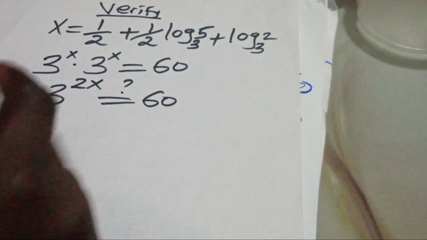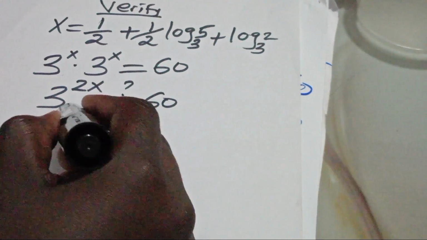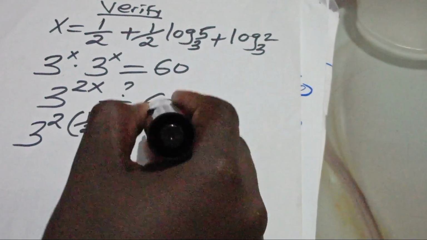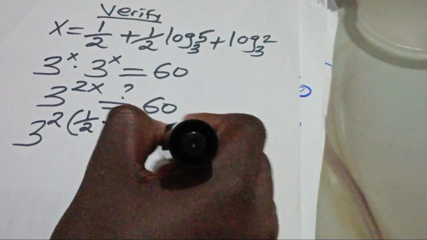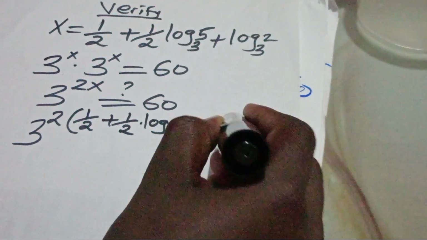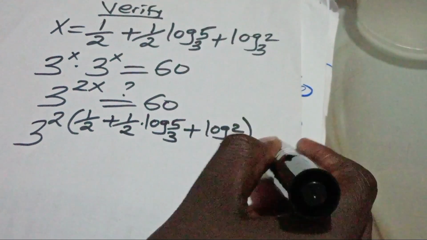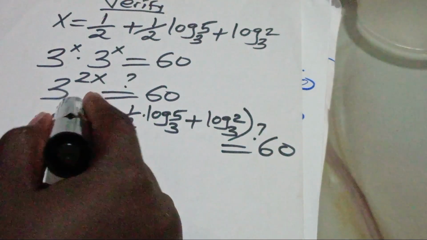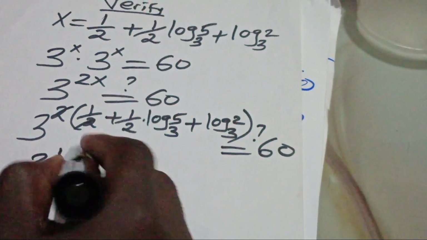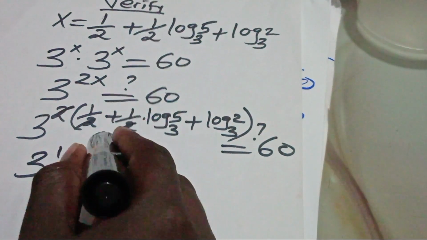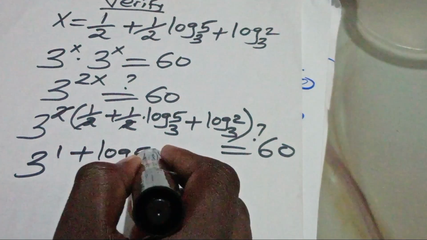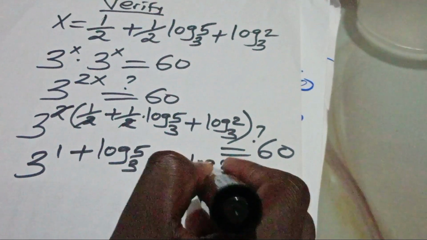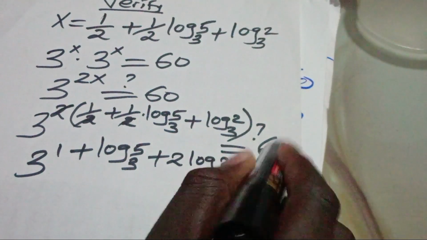Now, let's substitute the value of x. We'll have 3 to power 2, okay, multiplied by half, okay, plus half log 5 to base 3 plus log 2 to base 3. This should give us a value of 60. So let's check if this is true. Now, if we simplify here, we'll have 3 to power 1 plus, 2 and 2 simplify, so you have log 5 to base 3 plus, now here we'll have 2 log 2 to base 3. This should give us a value of 60.